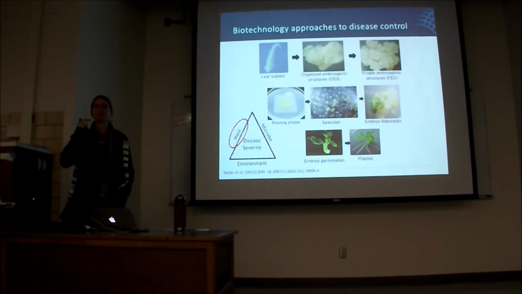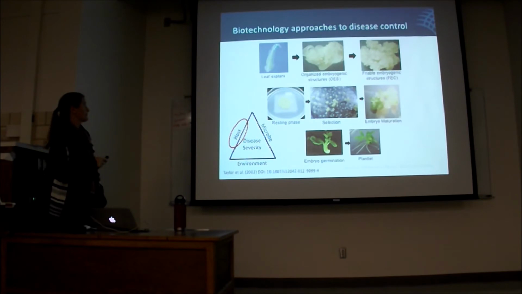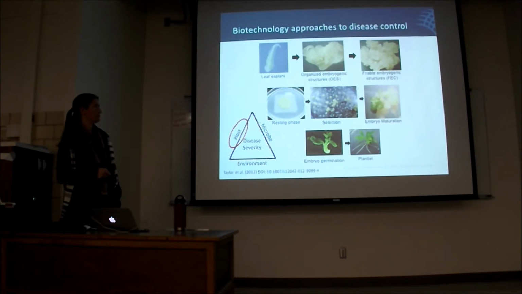But we do have a really robust transformation pipeline, and so this opens the doors for applying biotechnology to disease control. I want to just quickly tell you about our transformation pipeline. We start with leaf explants, bring them into tissue culture, induce organized embryogenic structures, which we call OES. These get turned into friable embryogenic structures, which is the material that we treat with agrobacterium, and then plants can be regenerated.